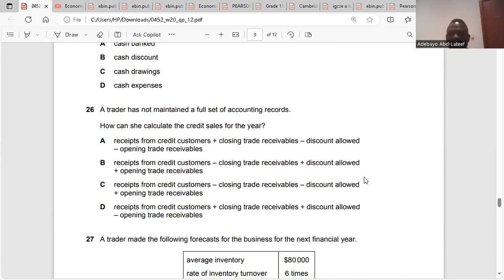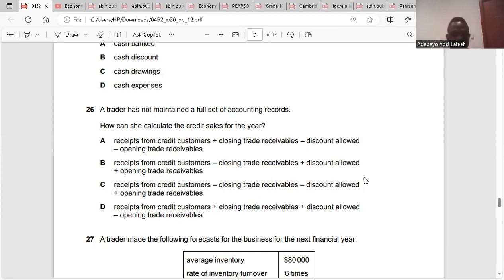A trader has not maintained a full set of accounting records. How can she calculate the credit sales for the year? Credit sales for the year is your receipt from credit customers plus closing trade receivable minus opening trade receivable plus discount. Is it plus opening trade receivable? It's minus opening trade receivable, yeah. But discount you have to add. See. Yeah. It's D. Is it clear? Yeah. I thought it was plus opening. I think it's clear. Nice. Over.